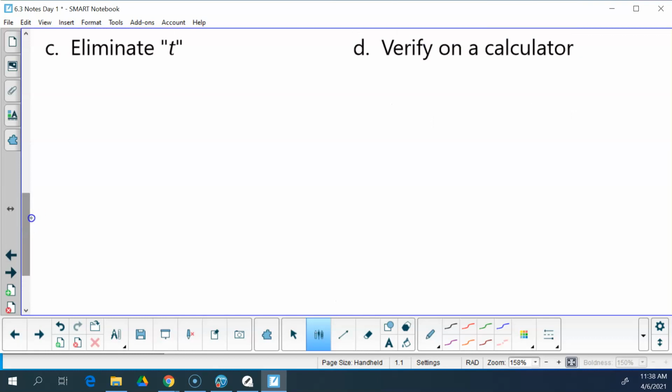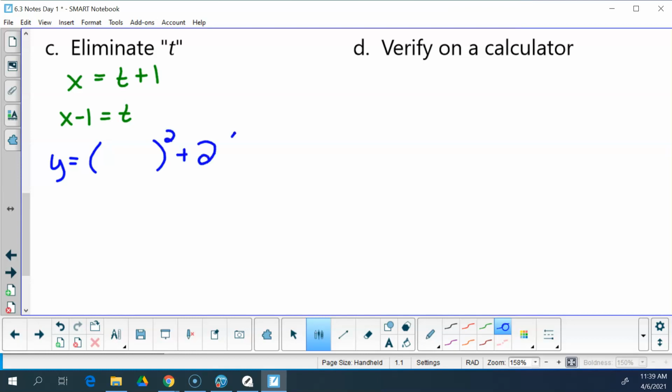First step, I need to pick one of them, and I need to solve it for t. I am going to pick x equals t plus 1. And if I solve that for t, I get x minus 1 is equal to t. Need to plug that into my y equation now. Y is going to equal that.